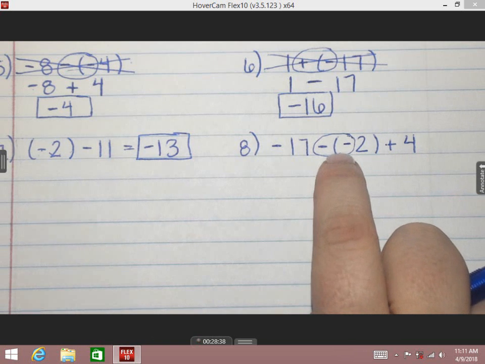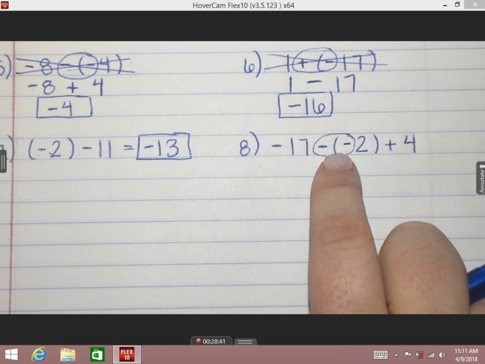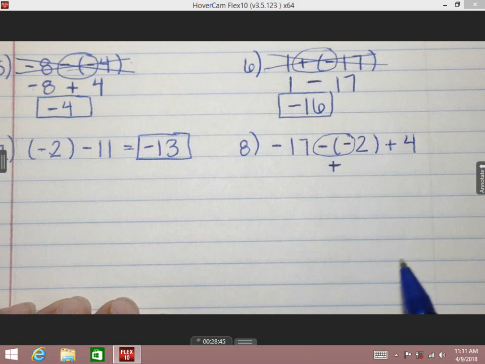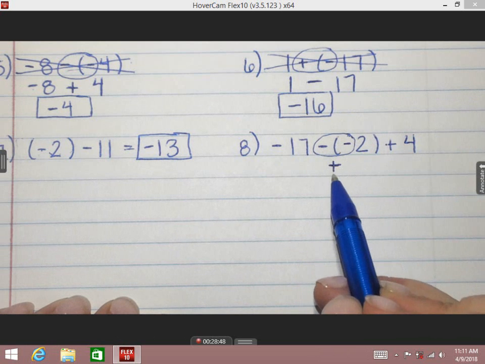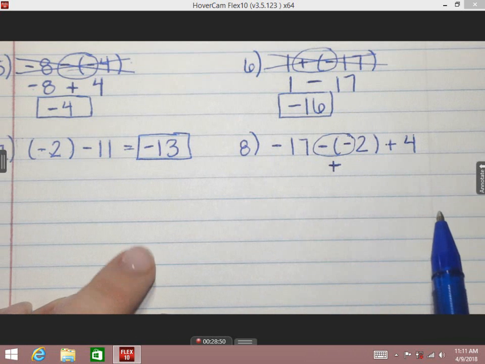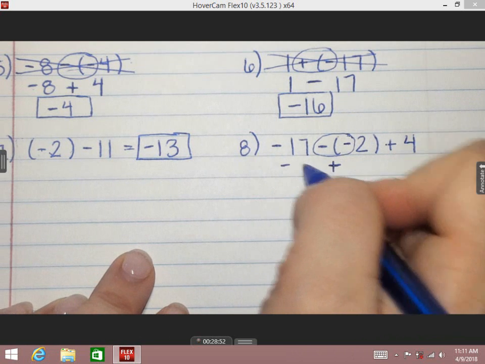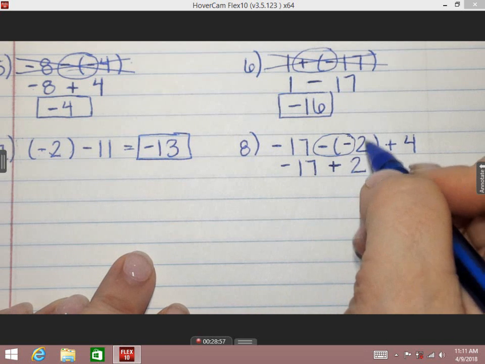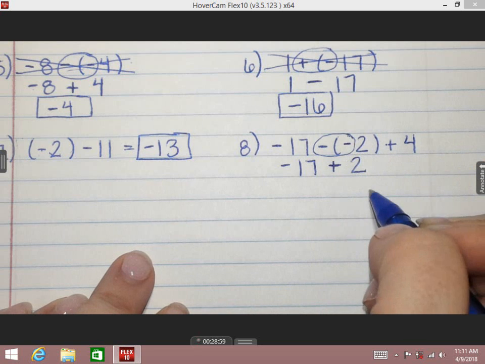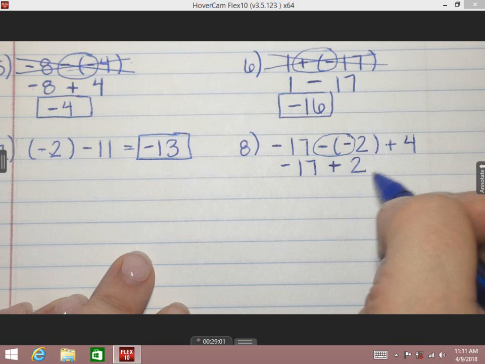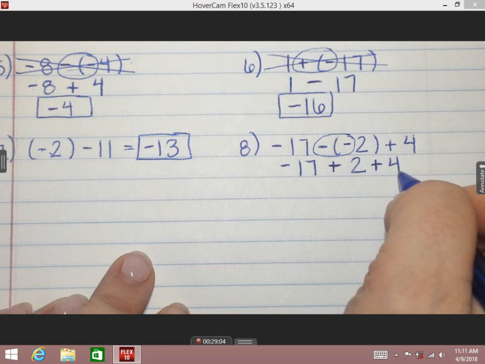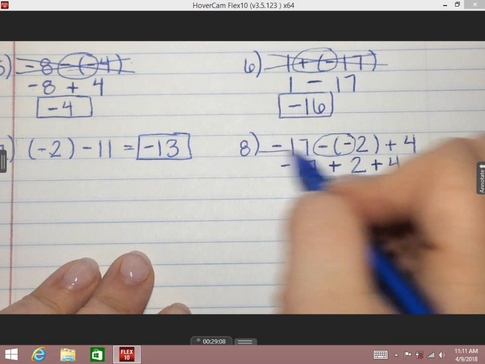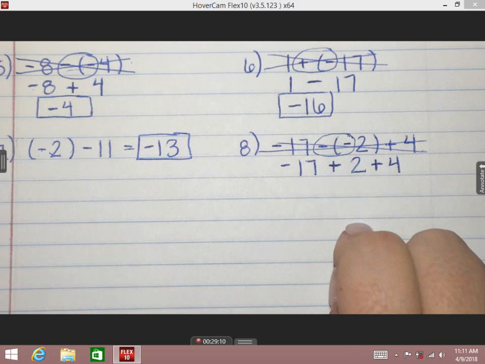Noah, what is my double sign going to change to here? Addition. Why are we making it addition, Noah? They're the same. Since they're the same, it means addition. Am I doing anything else to the problem? No. So we're still going to write negative 17. I'm still going to write 2, just 2, because remember that sign was circled. And then I'm going to write plus 4. All right? Do I need that problem anymore? No. I'm going to mark that out where it was the double sign because that was bad. We don't want to use it.